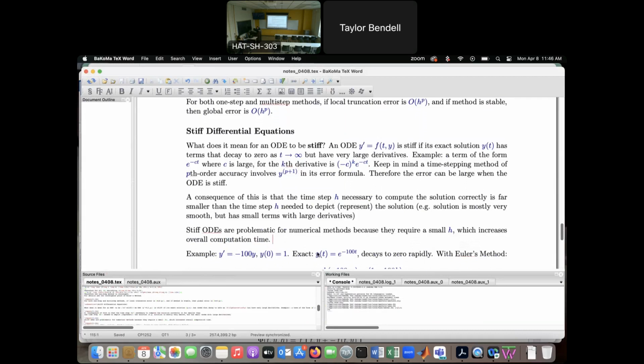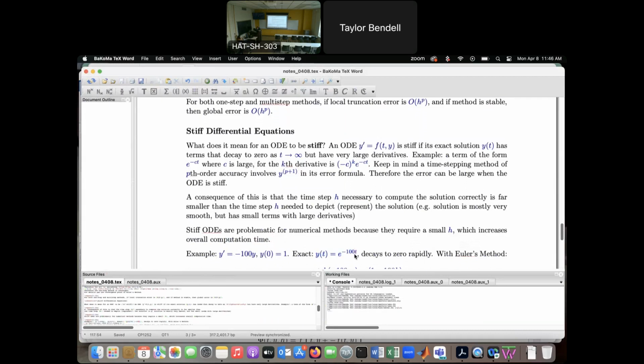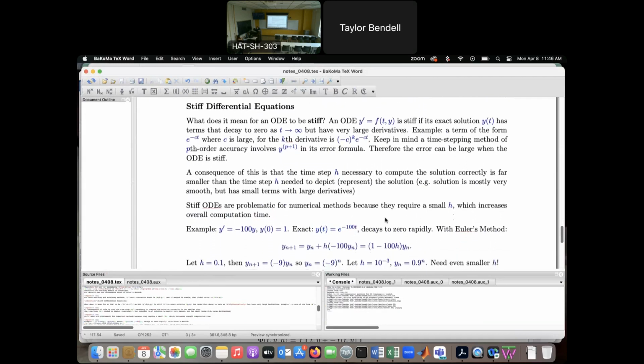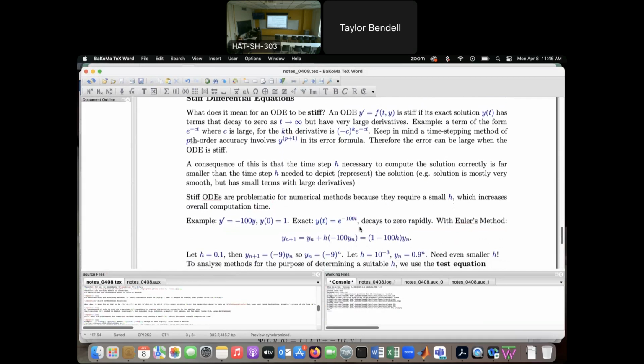And the initial value is 1. So this is the exact solution, e to the minus 100t. So as t increases, it goes to 0 very rapidly. But now, let's apply Euler's method to this problem.